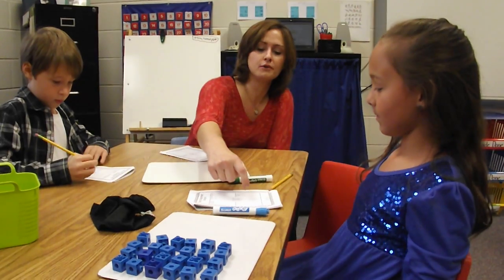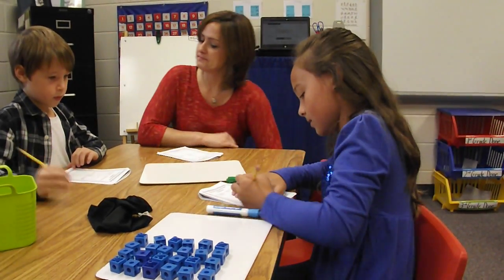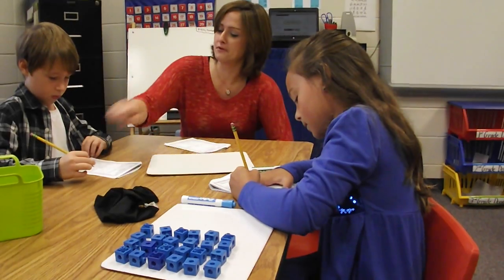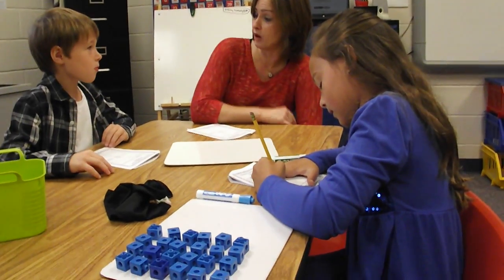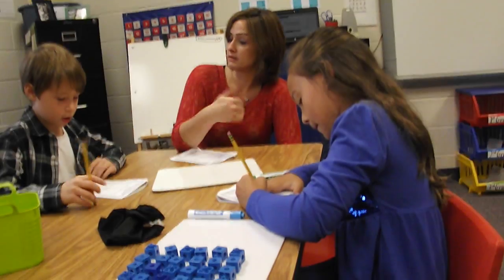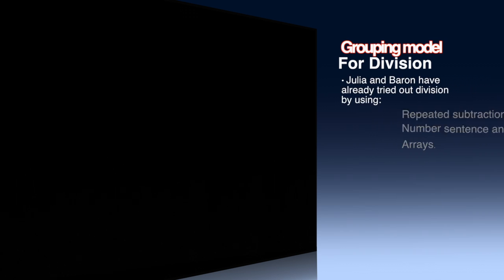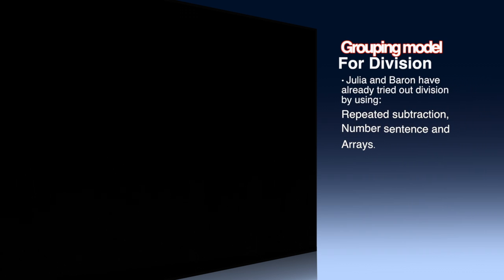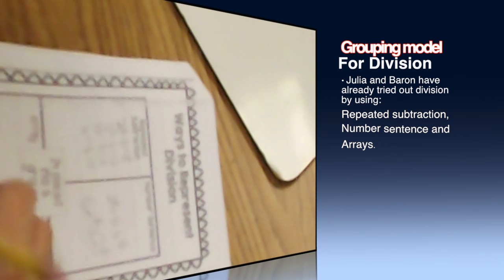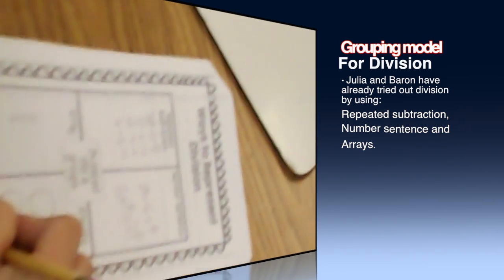So why don't you draw your array down there? Can you draw your number sentence? Oh, you already did. So 24 divided by 6 is 4, and 6 times 4 equals 24. Good, good. Okay, why don't you start with the grouping model? Okay. What groups are you going to use? 6 groups. Okay, so good.